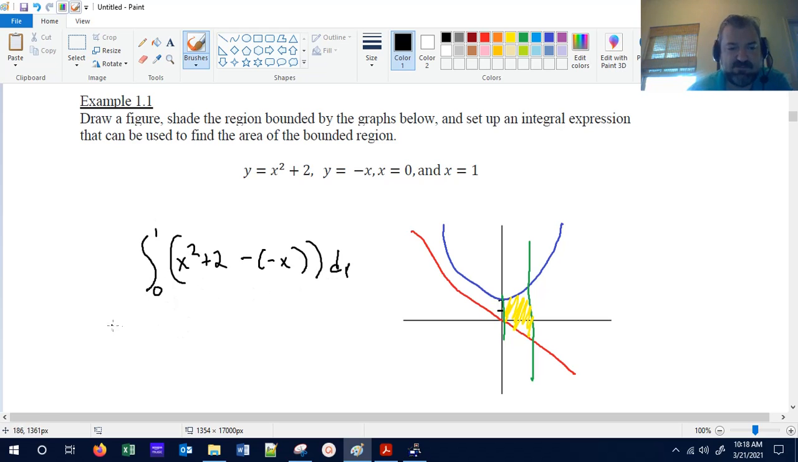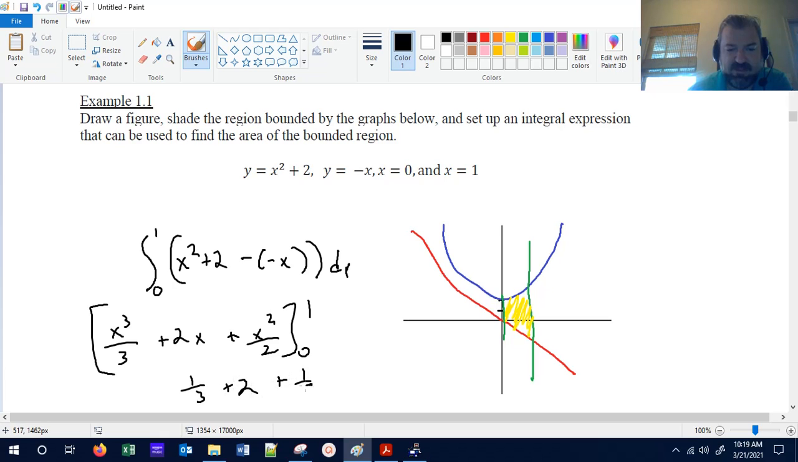Let's just go ahead and do the integration now. X cubed over 3 plus 2x plus x squared over 2. And we'll be evaluating that from 0 to 1. So it gives me 1/3 plus 2 plus 1/2. And I can let you finish that off on your own if you want, if you need to simplify it, say for a multiple choice. But otherwise, you do not need to simplify it.